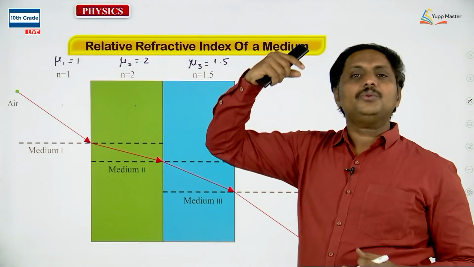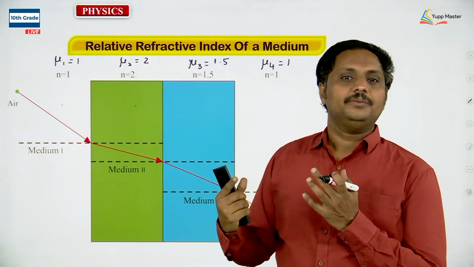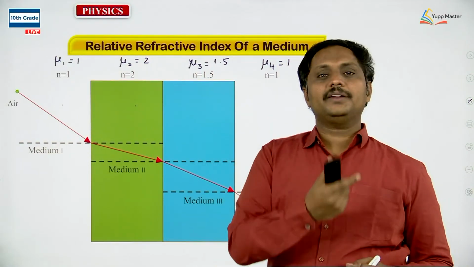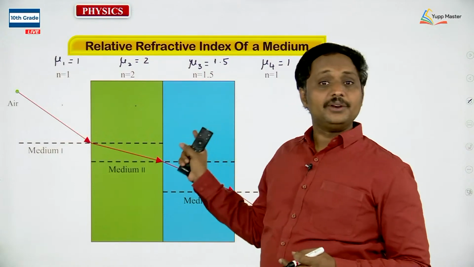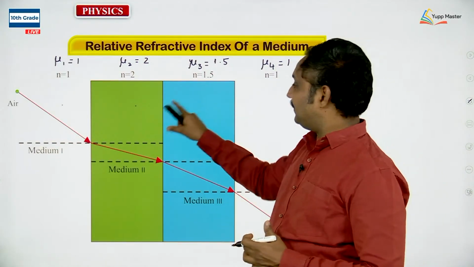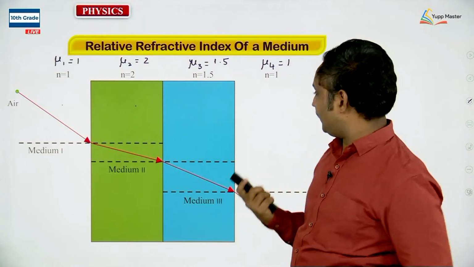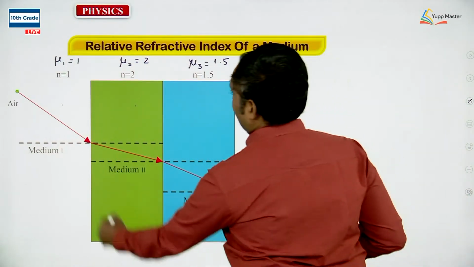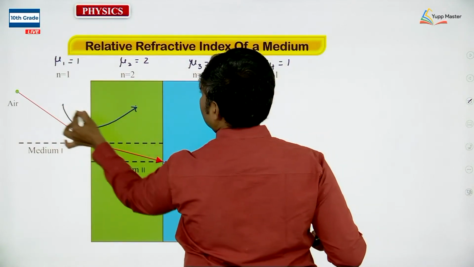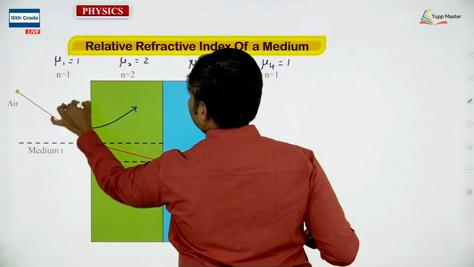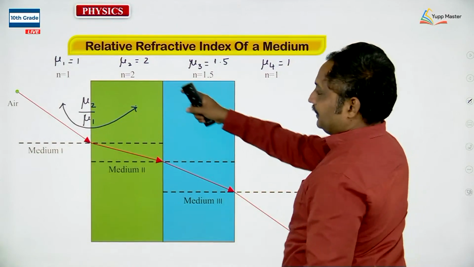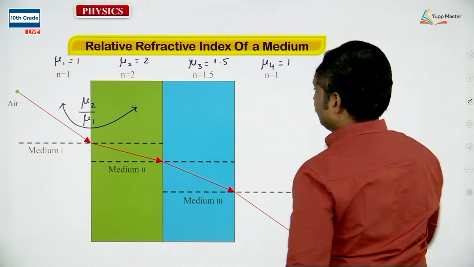So when you are going to consider relative refractive index, you have to compare with another one. You have to take into consideration the refractive index of the other medium, originating from the first medium to the second medium. It's very clear. With respect to these two media, we write mu2 by mu1, the relative refractive index.